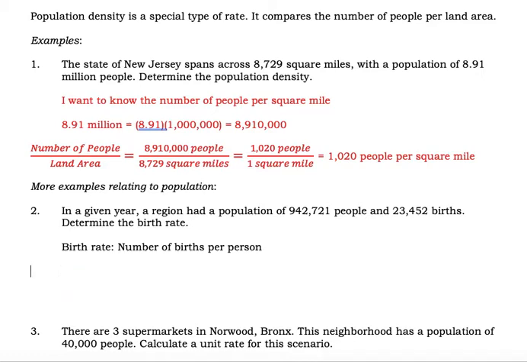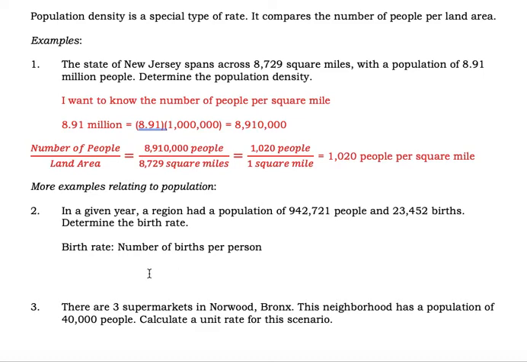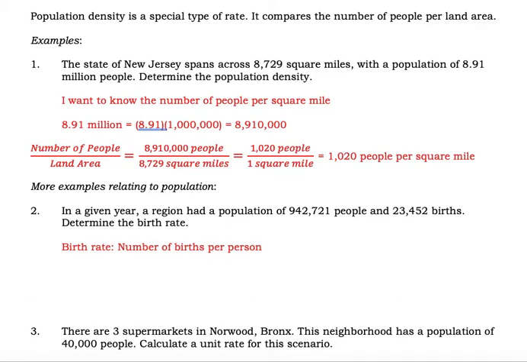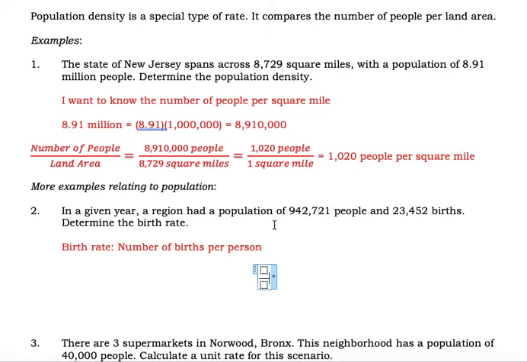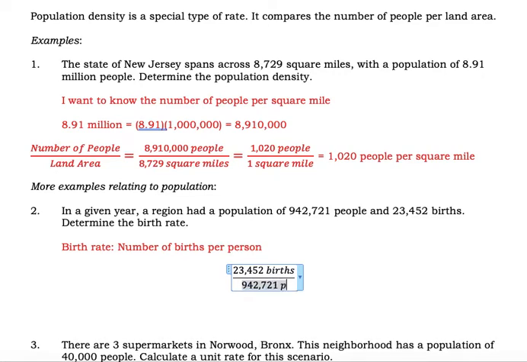What I want my final answer to tell me is how many births are occurring for every single person in this region. Now that I know that my final answer should say number of births per person, that tells me the order to divide in. So I'm going to divide the number of births by the number of people. So there's 23,452 births, 942,721 people.